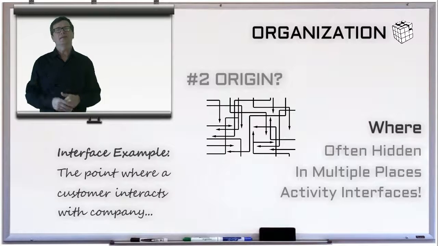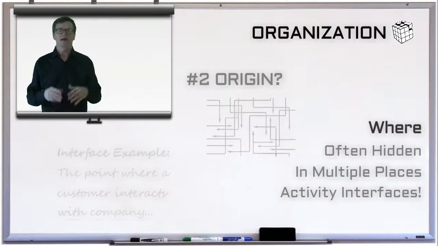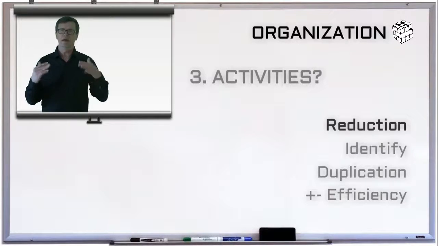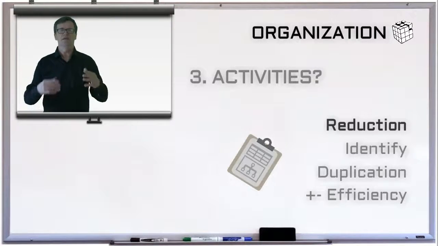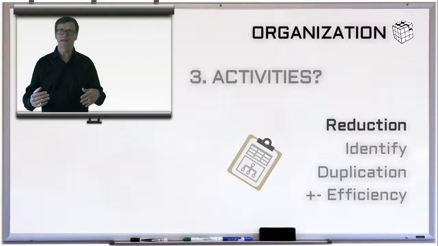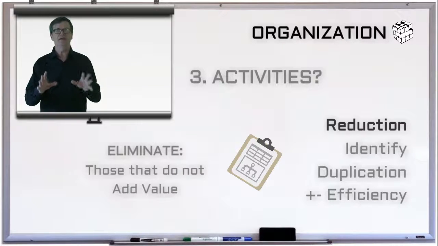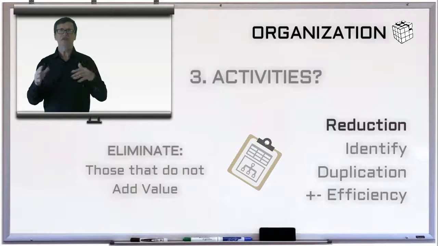The third step has to do with activities. And by activities, we mean that complexity reduction is really about activity reduction. So in order to reduce complexity, managers must eliminate activities that don't generate value. And they should do everything they can to identify duplication of activities in the organization. What activities are being done by many different people.